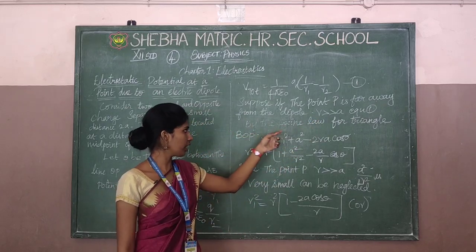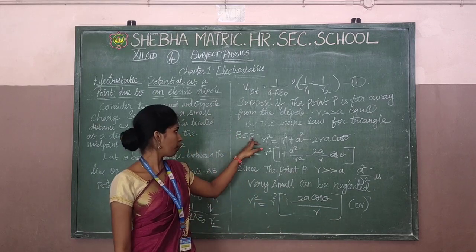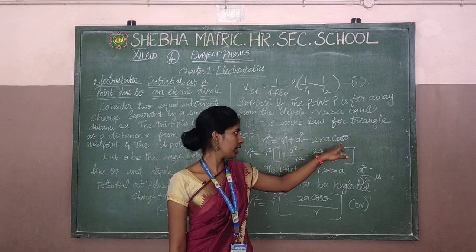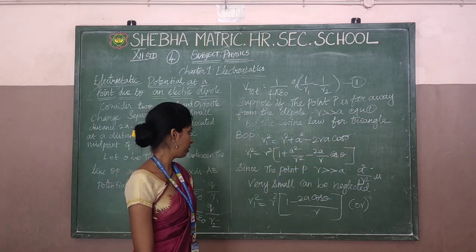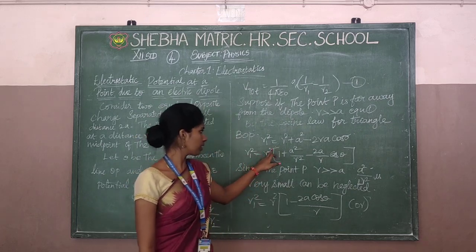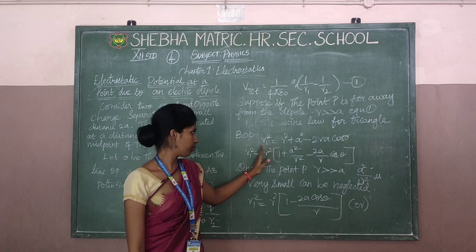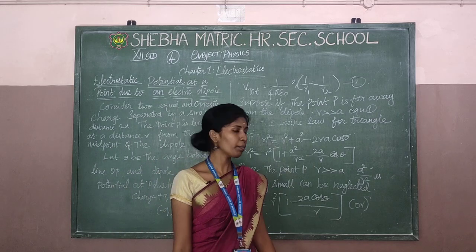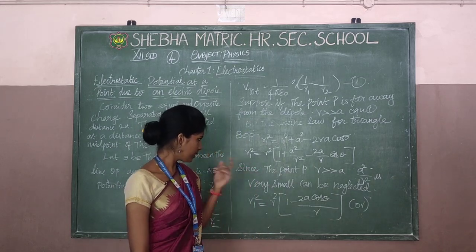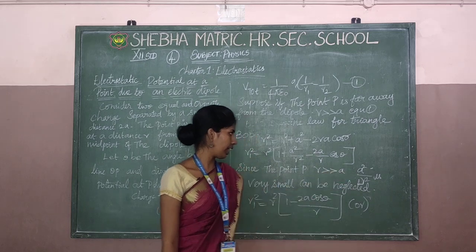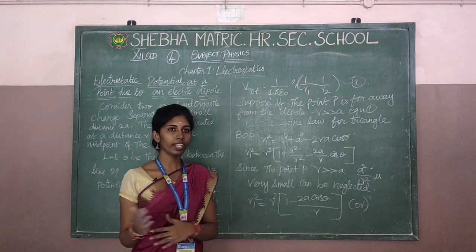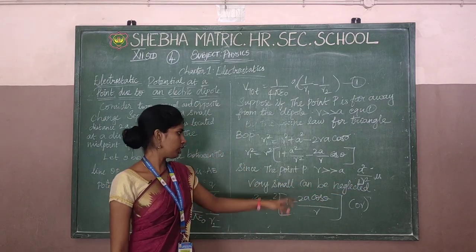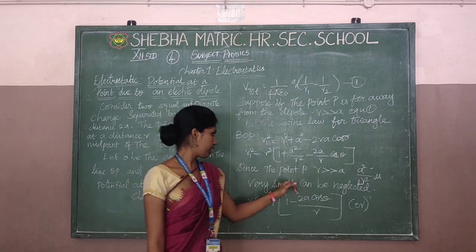Using the cosine law in the triangle BOP, r1 square is equal to r square plus a square minus 2ra cos theta. That is the formula for r1 square. Taking r square common, r1 square is equal to r square times 1 plus a square by r square minus 2a divided by r cos theta. Since the point P is far away, r is greater than a, the distance r is greater than a. So a square by r square is very small, so it will be neglected.